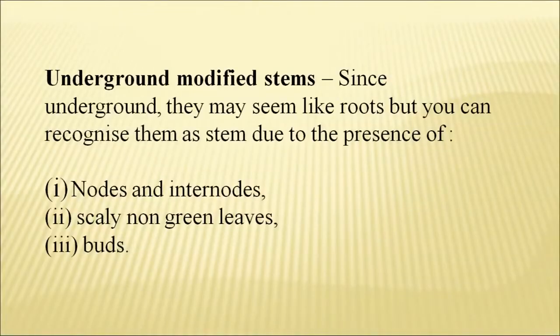I will show you pictures of certain modifications in the coming few minutes. The underground modified stem, since it is underground, may seem like roots, but you can very well recognize them. What is the main feature of the stem? It has nodes and internodes. So, even if it goes under the soil, it will maintain its primary structure of having nodes and internodes. Non-green scaly leaves and the buds.